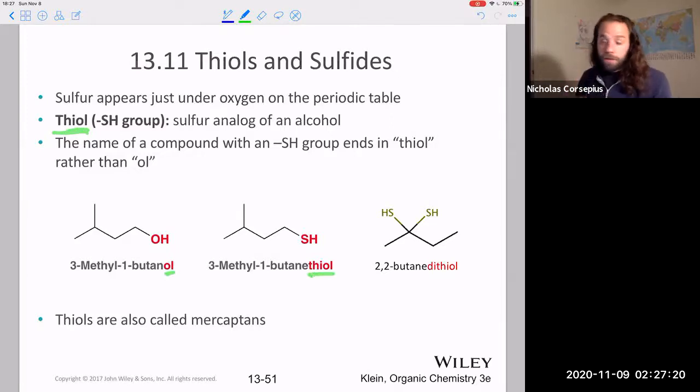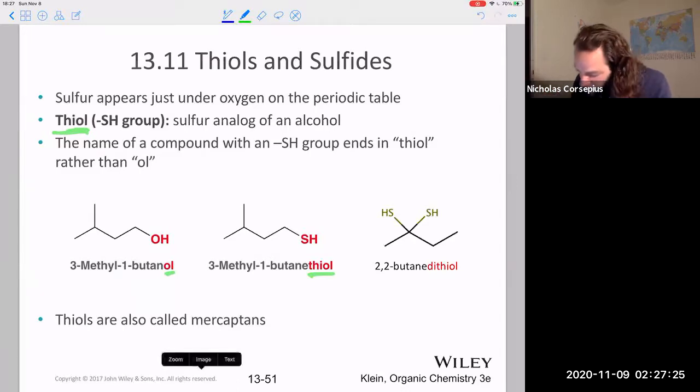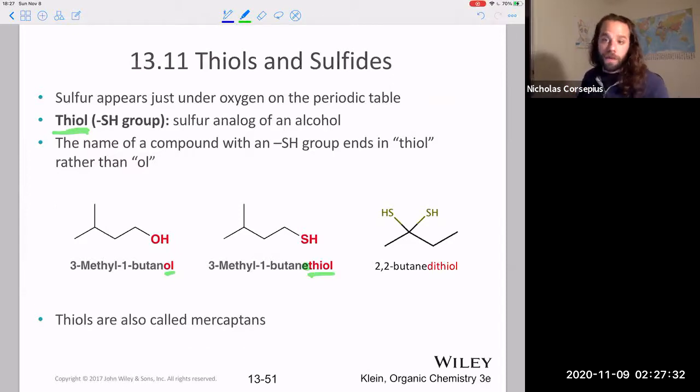The other big thing is that instead of, for example, this being butanol, we use butane thiol. You don't actually drop the E off of the end, okay? So these would be examples, right? These are two very similar molecules. I'm just replacing the OH group with an SH group: 3-methyl-1-butanol versus 3-methyl-1-butane thiol. And then if you have two of them, it would be a dithiol. So this would be an example of 2,2-butane dithiol.